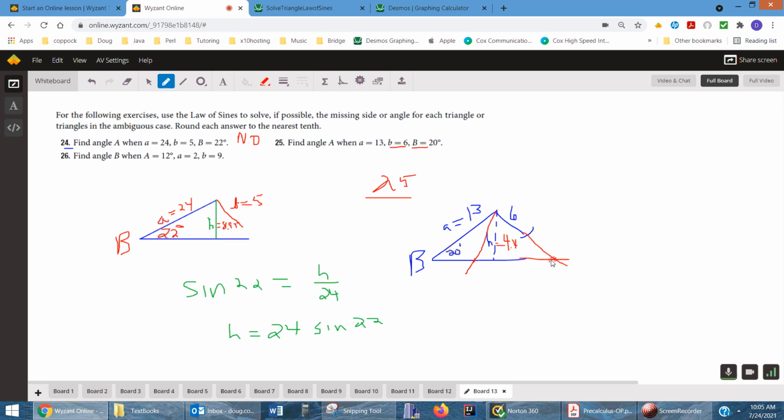And the first angle that we'll solve for is this one right here. This is angle A this time. So we'll say the sine of A is to 13 as the sine of B is to 6. And then we'll solve for the other triangle by finding this angle, which is the supplement of whatever we find for angle A. Call this A prime. Okay, there you go.